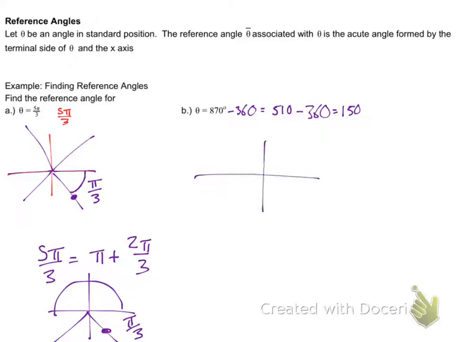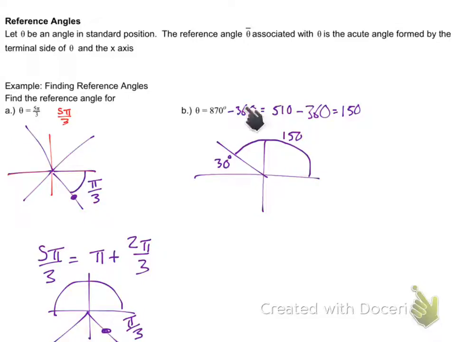Hey, that's not too bad. There's 150. Boom, right there. There I am. What's the leftovers? 30 degrees. 30 degrees is the reference to 150, which is also the reference to 870 degrees.